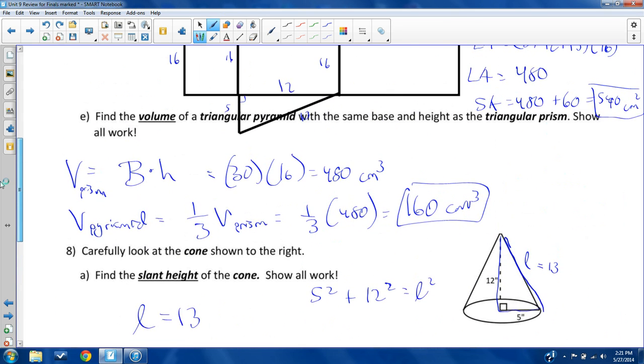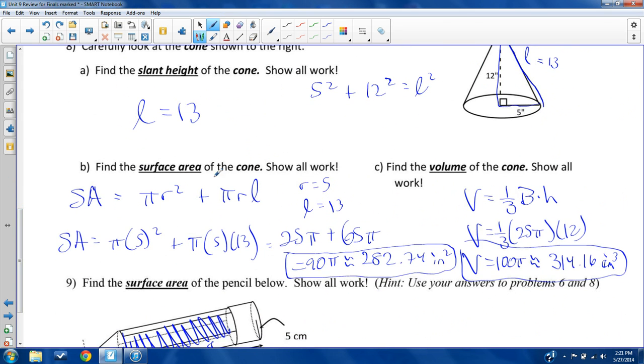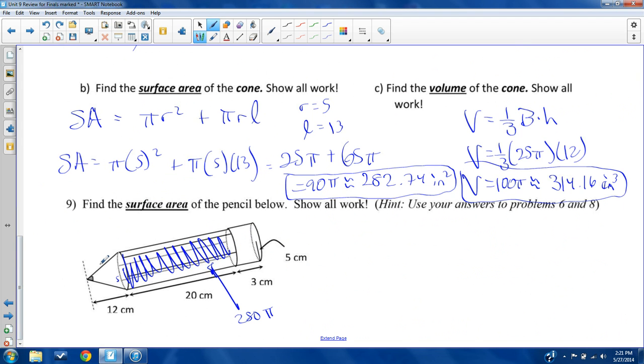Oh wait, we already found it. Right here, surface area of the cone is 90 pi. So this guy here is 90 pi. Finally, we got to do some work right here as we go along.